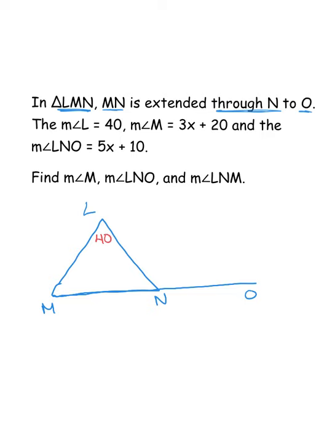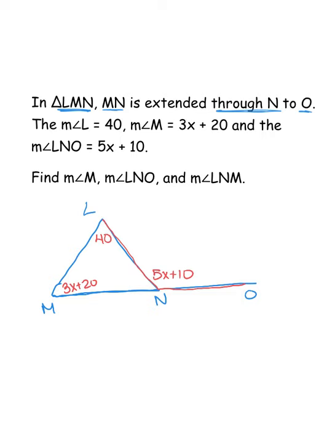Angle M is 3x plus 20. And the measure of angle LNO, so this outside angle, is 5x plus 10. Now it says find the measure of angle M, angle LNO, and angle LNM.